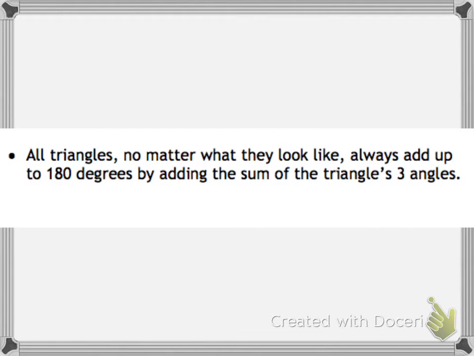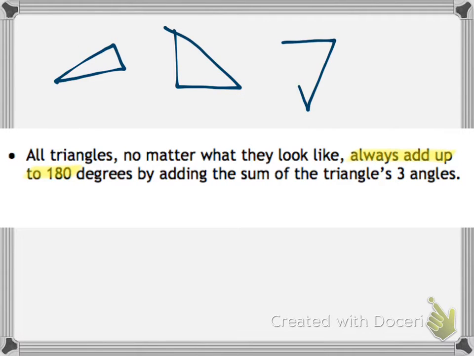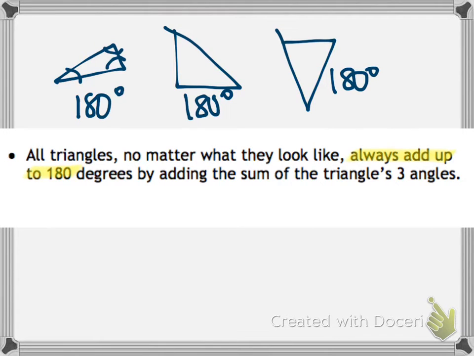Okay, all triangles, no matter what they look like, always add up to equal 180 degrees by adding the 3 inside angles of that triangle. It does not matter how weird that triangle looks. It could look like that. It could look like this. It could look like that. I could go on and on. But if you add up all 3 of these angles, they're always going to be 180 degrees. That's one of the rules of a triangle.